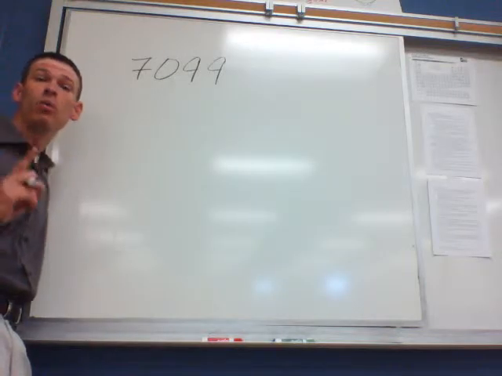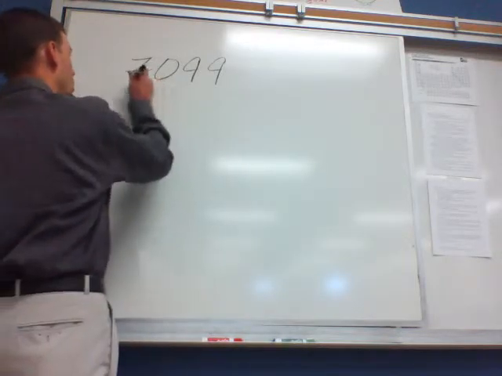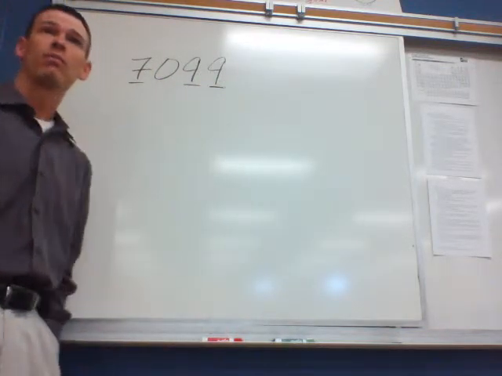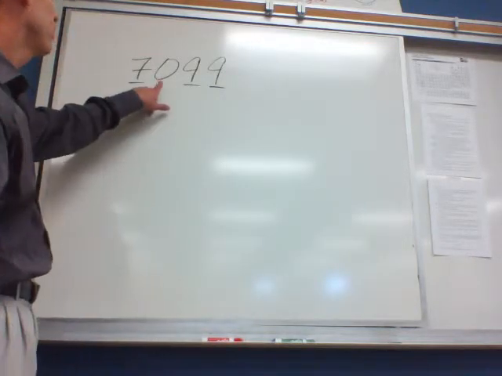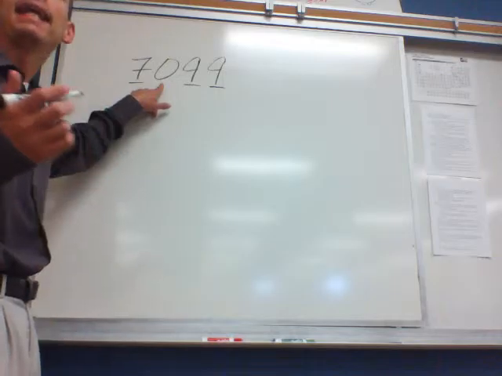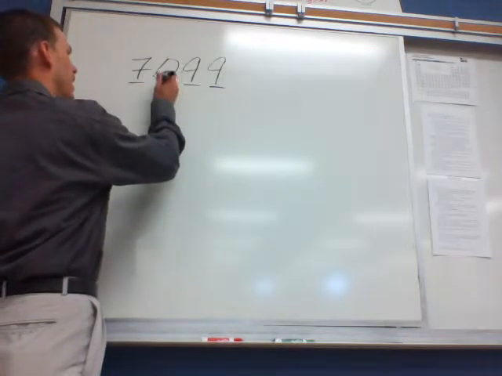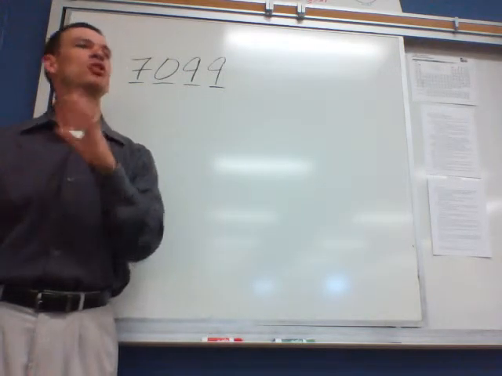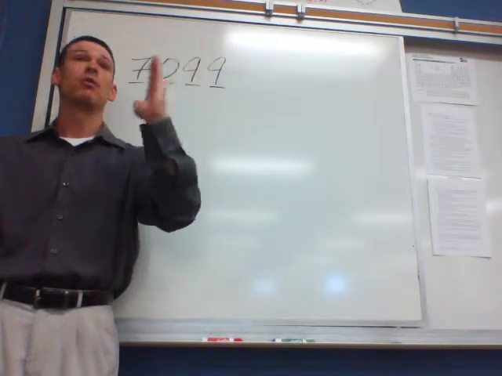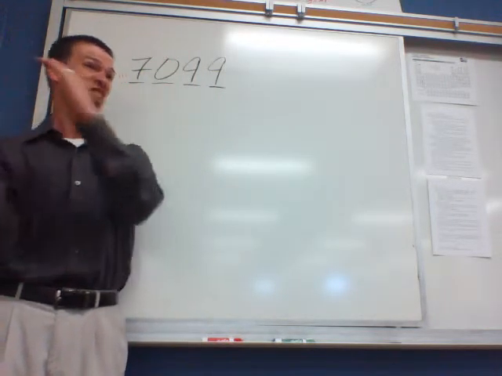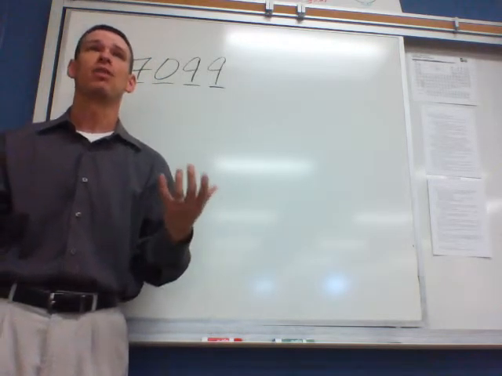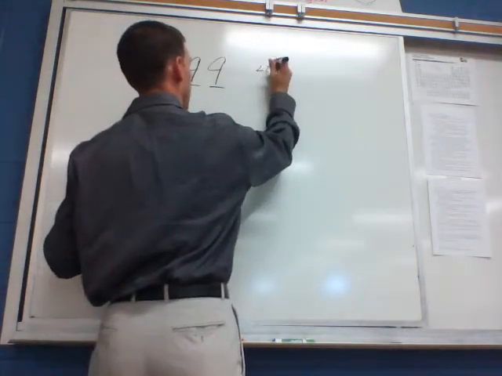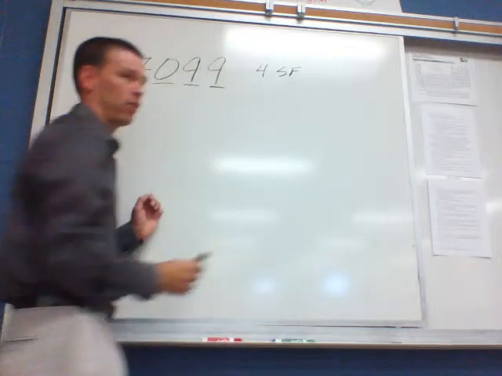Let's do rule number 1 first. Rule number 1 is non-zeros. 1, 2, 3 non-zeros. So right away we know those 3 guys are significant. And then we've got this 0. And he is significant because he's sandwiched. A sandwiched 0 is a 0 that falls between non-zero numbers. In other words, it's a 0 that doesn't start the number and a 0 that doesn't end the number. It's in the middle of the number somewhere. This has 4 significant figures.